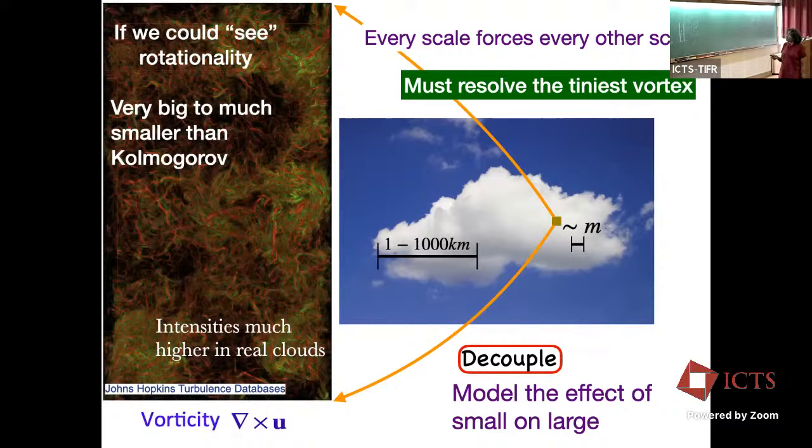So in order to do that, we have to forget about the big scales. Although the big scales tell the small scales what to do, and the small scales tell the big scales what to do, we have to decouple. We don't have a choice. We decouple and we're going to solve for the small scales.